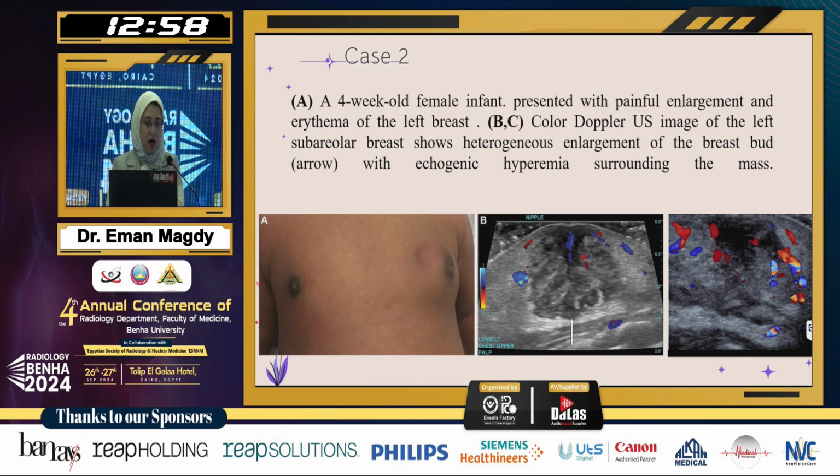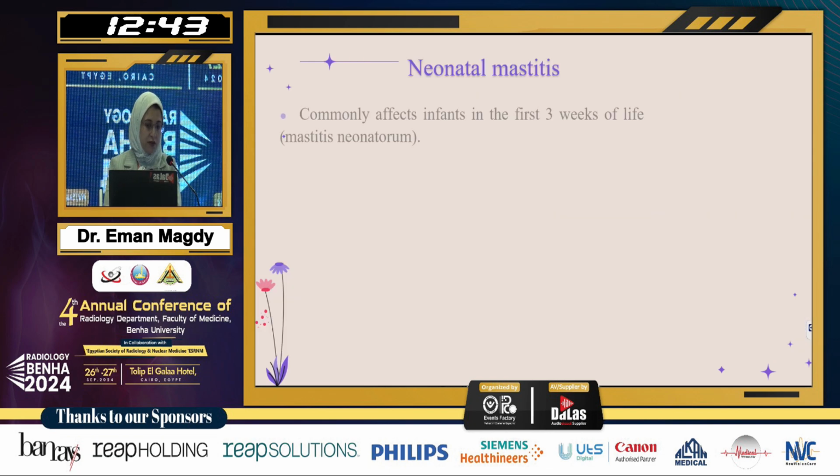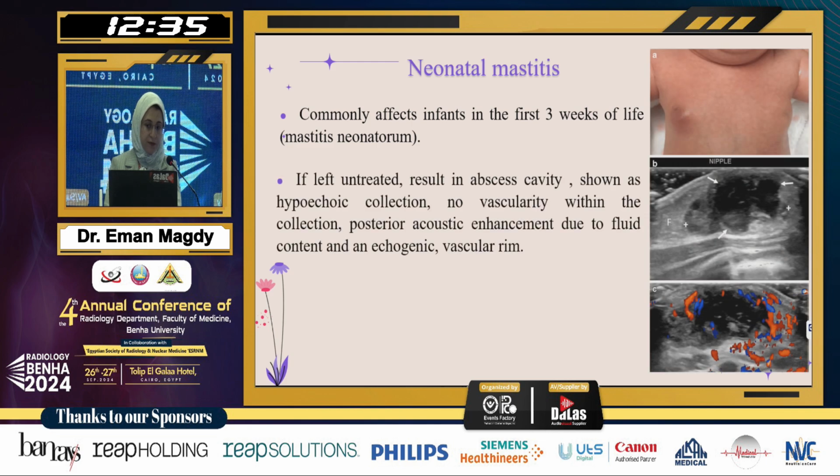Case 2. A 4-week-old female infant presented with painful enlargement and erythema of the left breast. Color Doppler ultrasound shows left subareolar breast tissue heterogeneous enlargement of the breast bud with echogenic hyperemia surrounding the mass. We are dealing with neonatal mastitis, which commonly affects infants in the first 3 weeks of life, called mastitis neonatorum. If left untreated, it results in an abscess cavity shown as a hypoechoic collection with no vascularity within the collection, posterior acoustic enhancement due to fluid content, and an echogenic vascular rim, as seen in this picture.